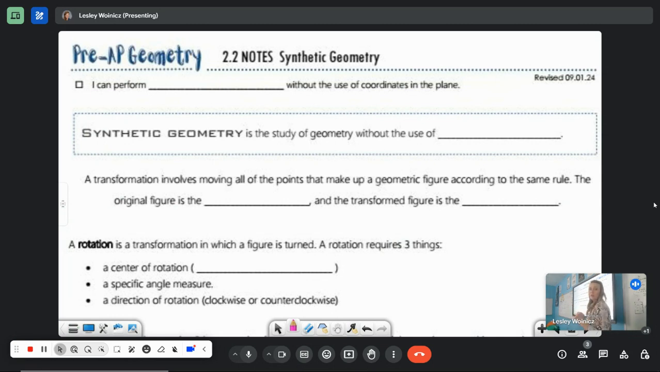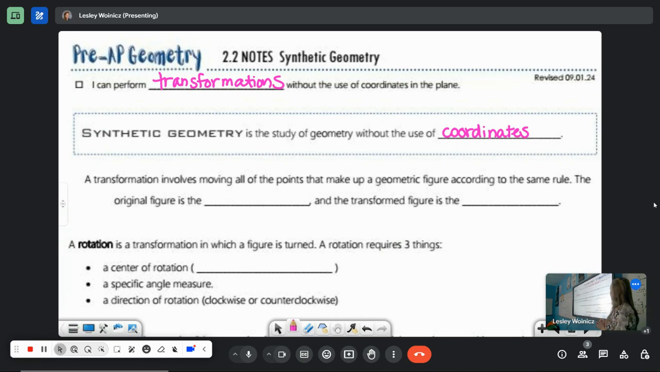Guys, we are going to perform some transformations, but we are not going to use coordinates. Okay, when we don't use coordinates, it's something called synthetic geometry.